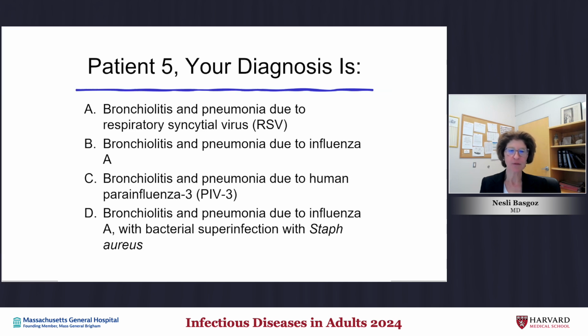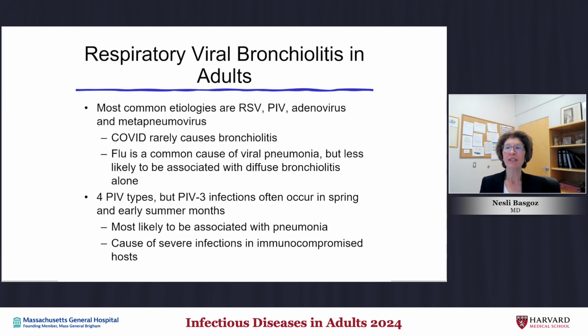And I hope many of you noted the seasonal clue here and said number C, which is the parainfluenza. So bronchiolitis is very common in adults, although often medically attended in children. The most common etiologies are RSV, parainfluenza, adenovirus, and metapneumovirus. Note that COVID rarely causes bronchiolitis. Flu is a common cause of viral pneumonia, but is less likely to be associated with bronchiolitis alone.